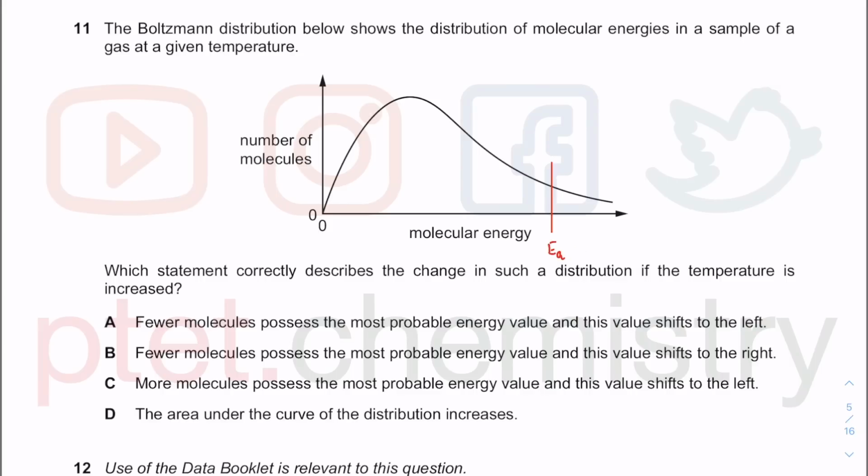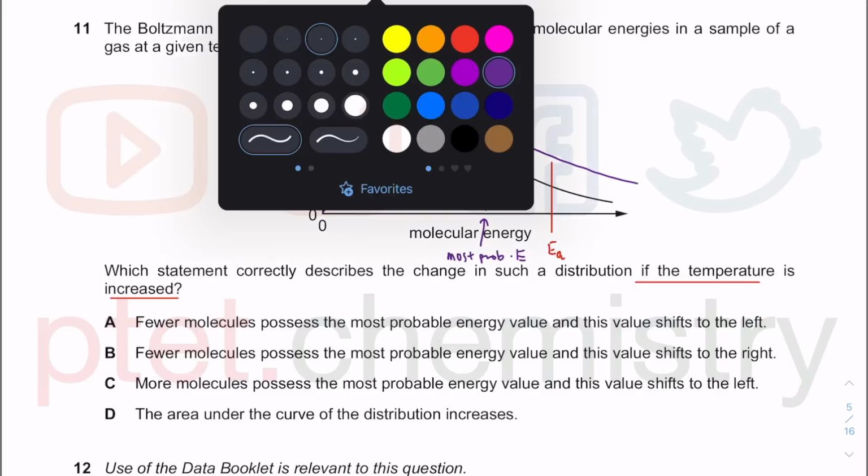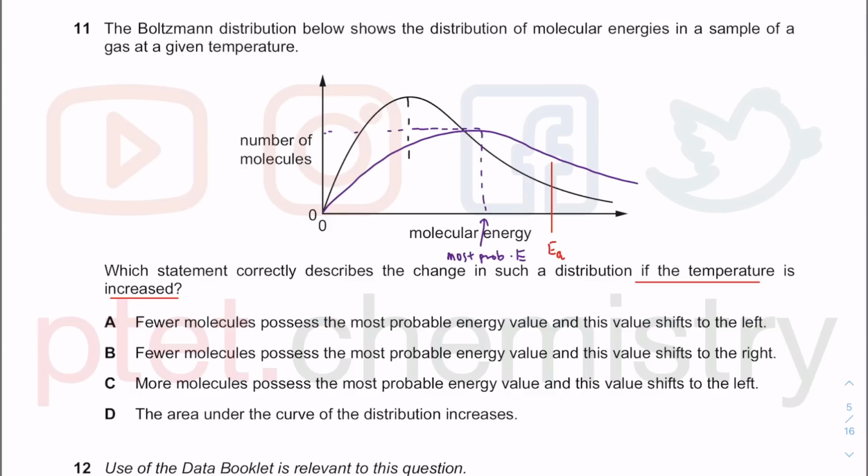Which statement correctly describes the changes if the temperature is increased? What you do in this kind of question is you try and draw what happens when temperature is increased. The whole graph will shift to the right. This is the peak. The peak will be lower. As you can see, there are fewer molecules with this most probable energy. So this is the most probable energy. Now the most probable energy would have changed compared to what we have previously at the lower temperature.